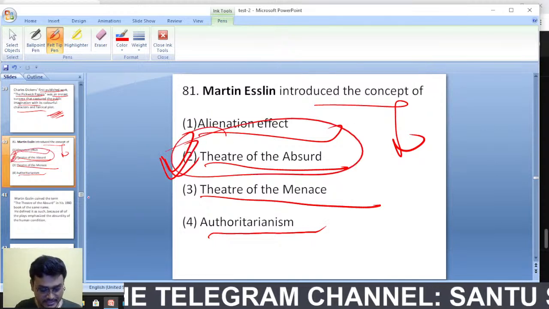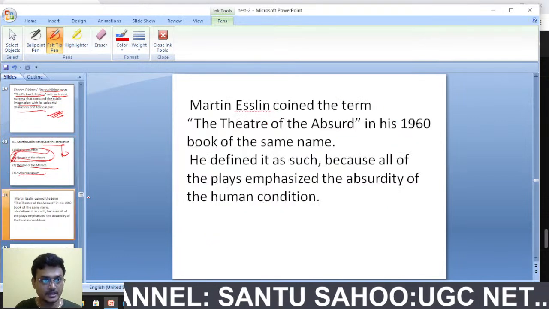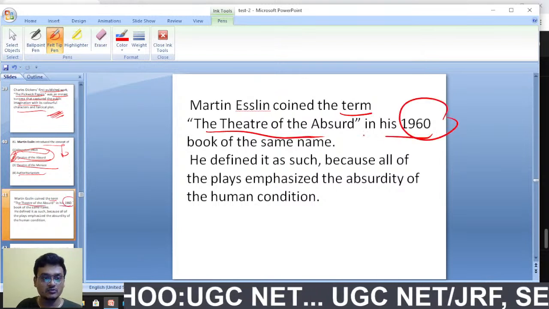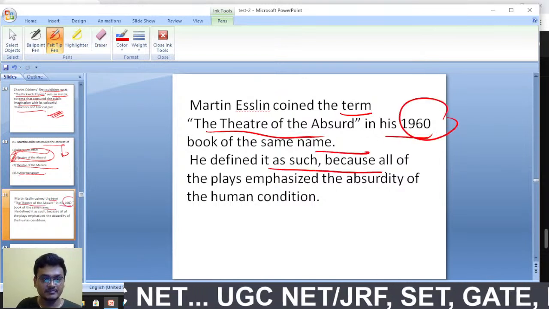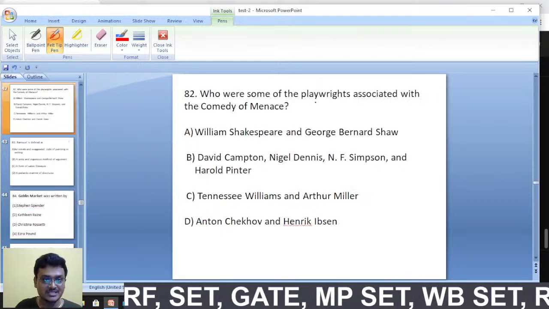Theater of the absurd. Excellent. Next question. Martin Esslin coined the term theater of the absurd in his 1960 book of the same name. He defined it as a movement in which all the plays emphasize the absurdity of the human condition.